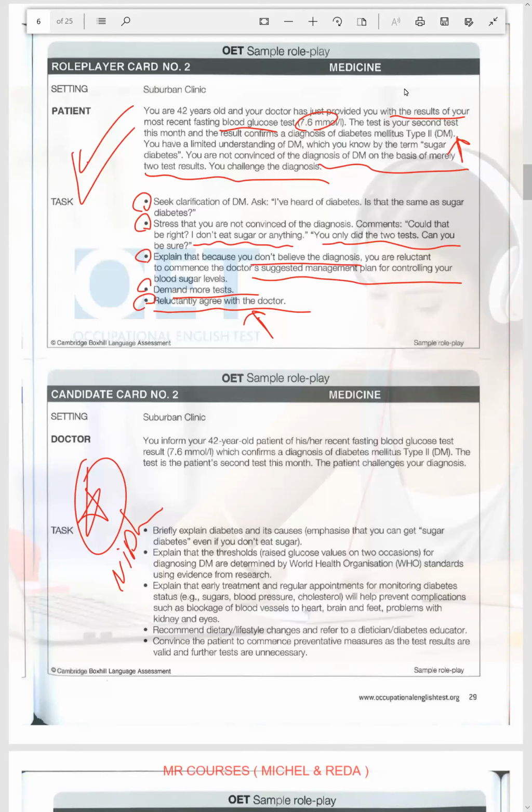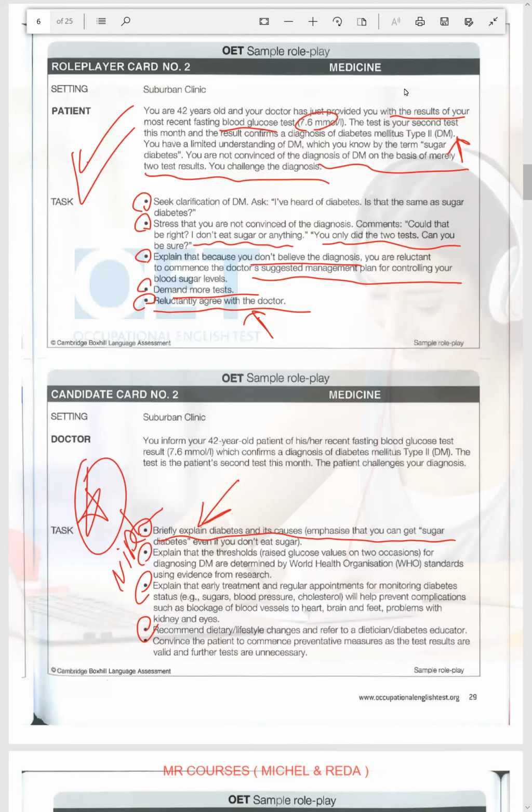Okay. So what should I tell? You will tell him, here you have to read this. Briefly explain the diabetes and the causes. You will tell him that diabetes means a high blood sugar level, and I can clarify further the causes of diabetes.